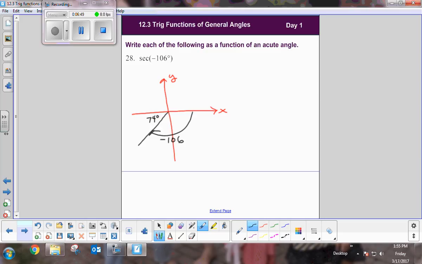Okay, so now, is secant positive or negative in the third quadrant? When it's secant, think cosine, right? Cosine, only tangent's positive. Cosine is negative. So we have negative secant, and then the reference angle, 74 degrees.